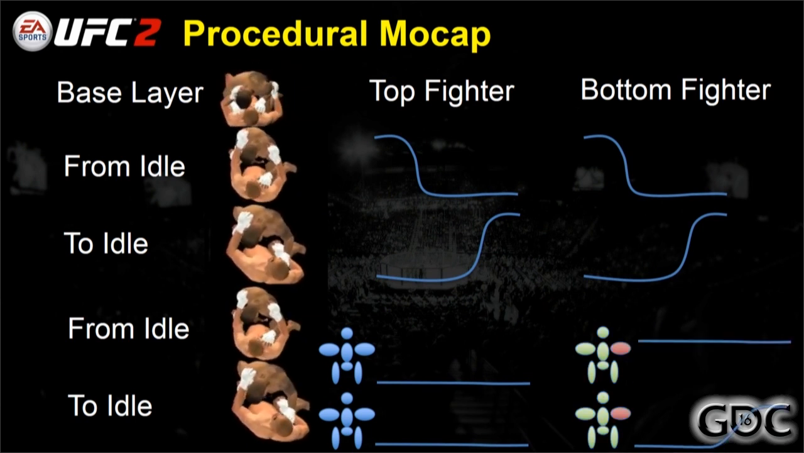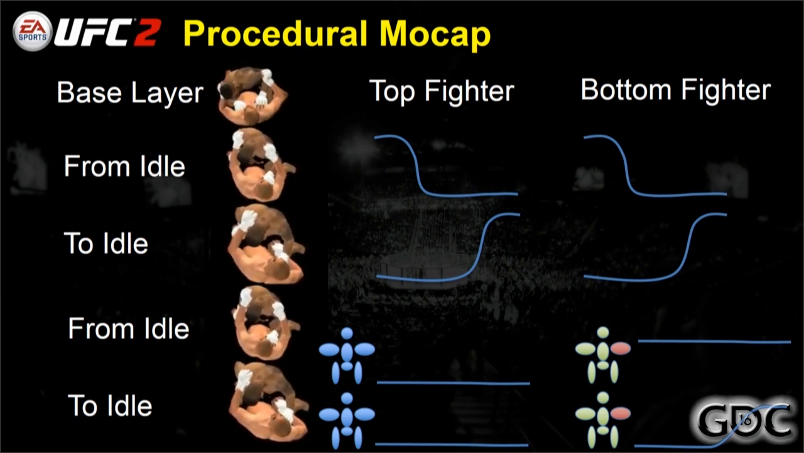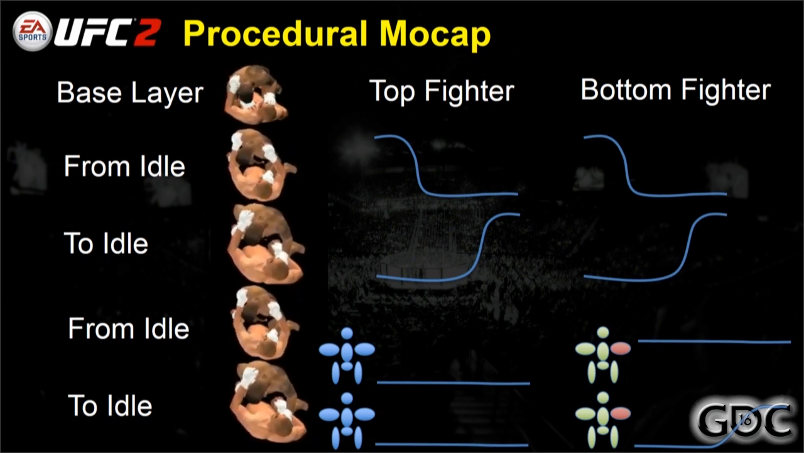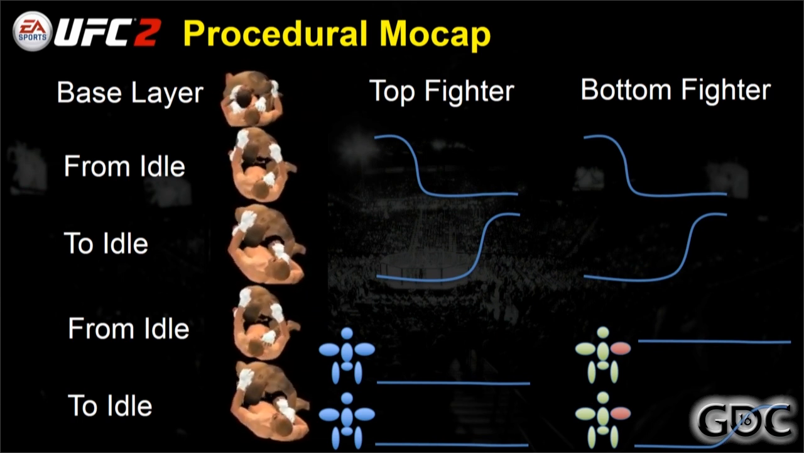Okay, so now we change our mask. I want the hand animation from the base layer, so I mask that out. That's what that little red dot means. I mask in everything else for the bottom fighter. I want everything from the bottom fighter except for the right arm. So the right arm's coming from the base layer. Everything else is coming from these from and to idles. And I just do a straight crossfade from the from and to idles for everything except the right arm.